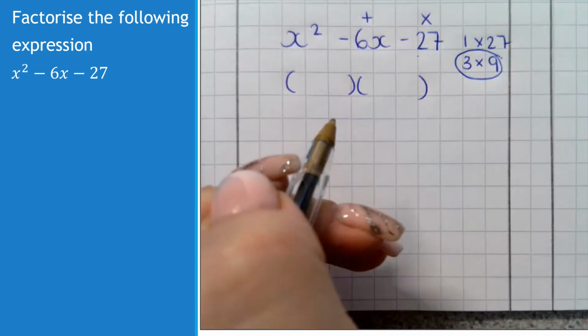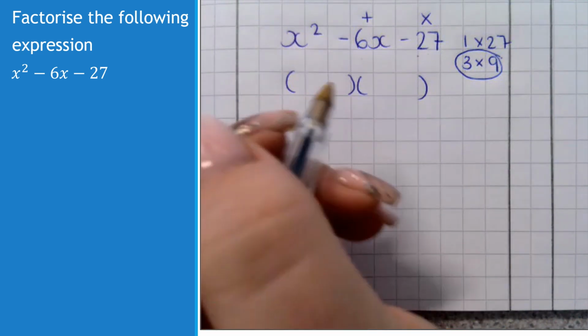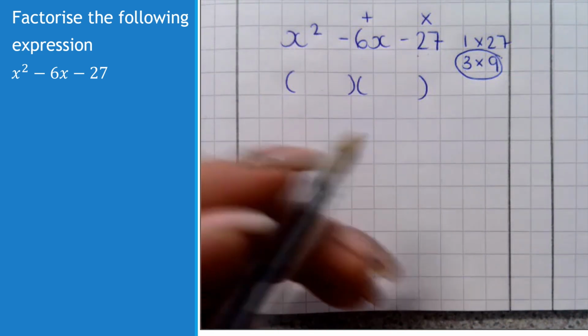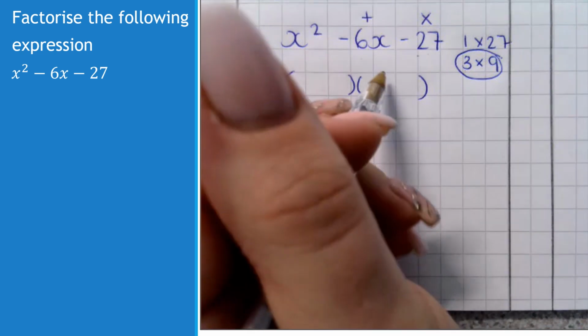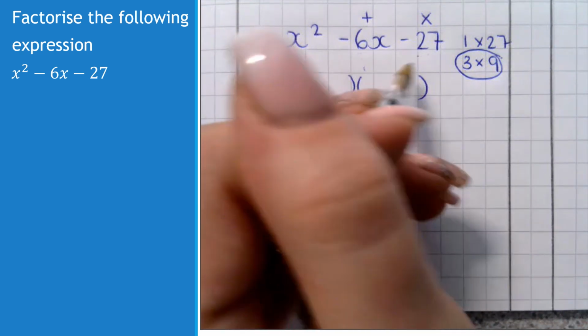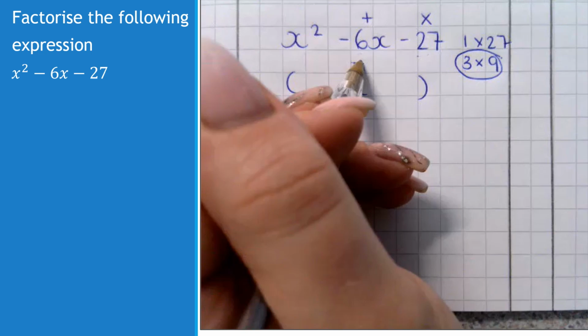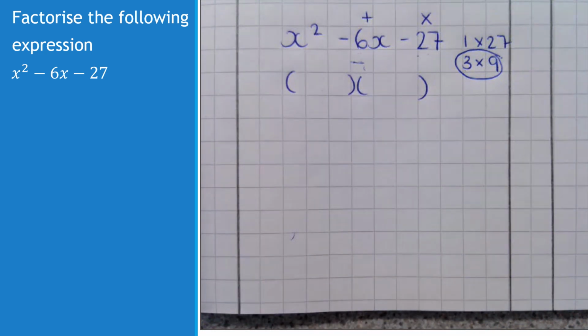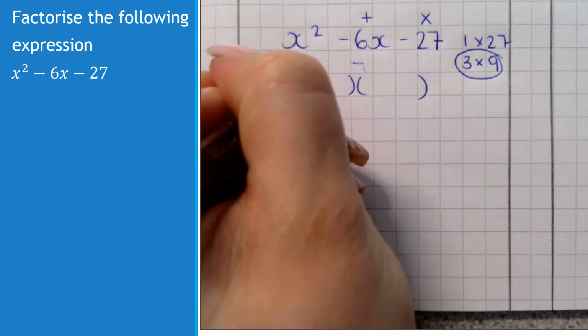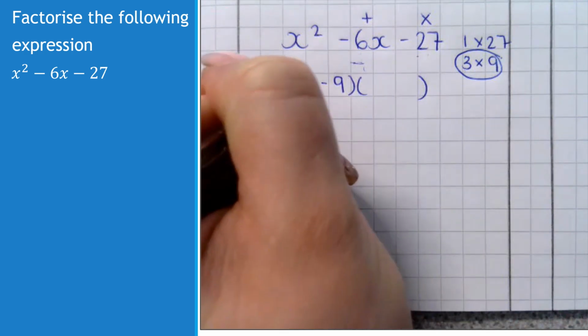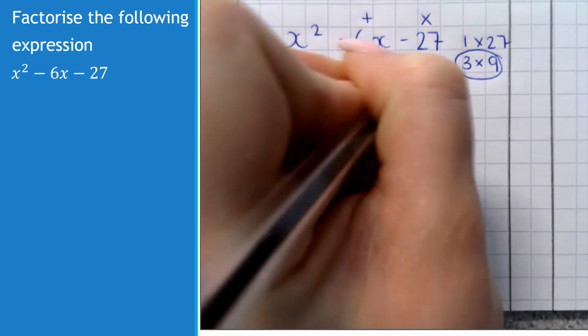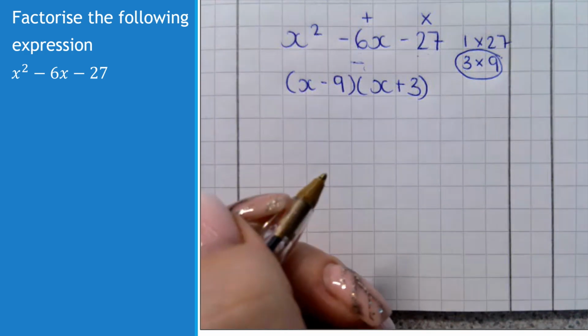But we want -6. So some of these questions you need to maybe do a little bit of trial and error. Some of you might be able to spot the answer straight away. But if I do 9 subtract 3, that's going to give me positive 6. I don't want that. So if I do -9 add 3, that's going to give me -6, which is the answer that I do want. So x minus 9 and then x plus 3.